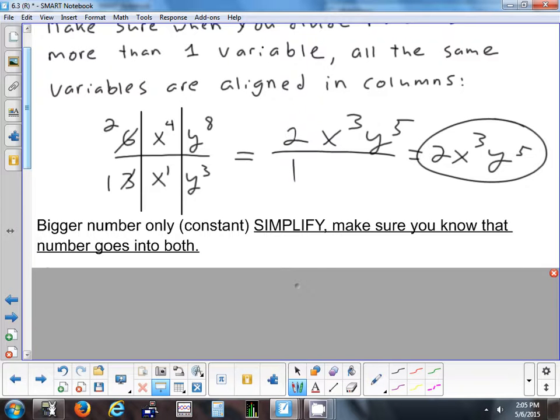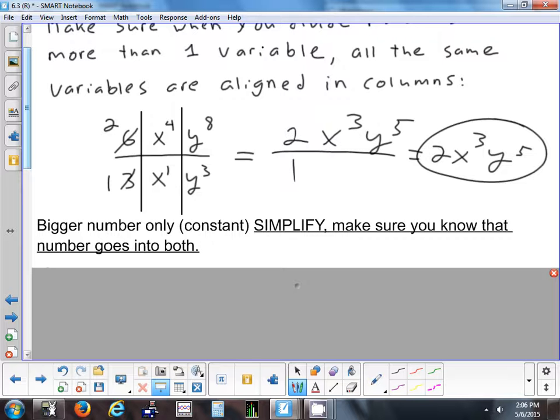That's what we just did. All right, so guys, like we did earlier, when we were going over the homework, we did the warm up, right? And you had the constants, the rest of the regular numbers. Take care of those first. See, that's what it's saying here. Bigger number only, the constant. Simplify. All right. Make sure you know that.